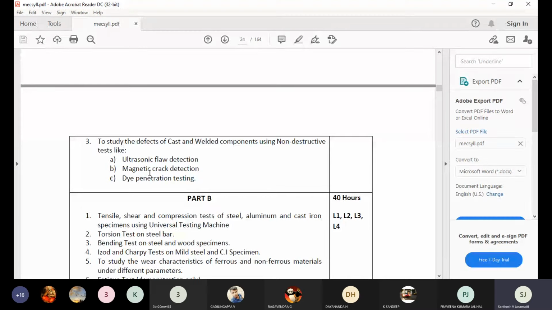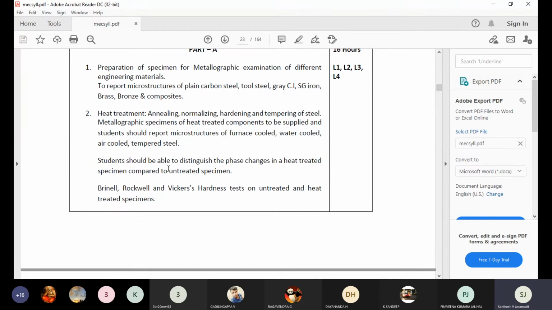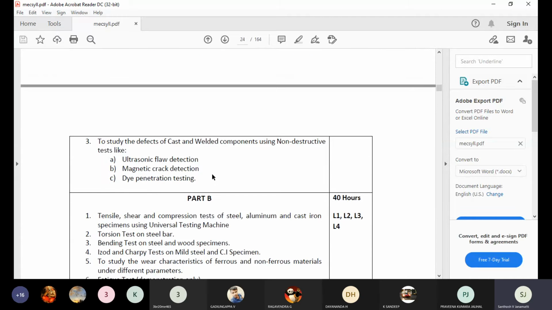One more experiment. So non-destructive testings, and one more is there, wear testing. Wear testing also comes under these minor experiments, which is also 30 marks. One more, non-destructive testings like ultrasonic flaw detection, magnetic crack detection, and dye penetration test. These are the non-destructive testings.